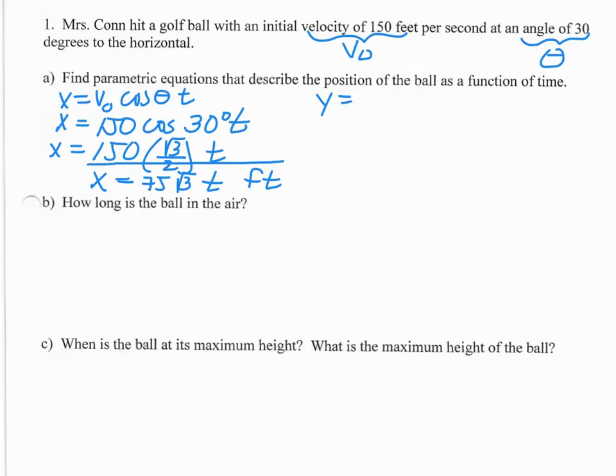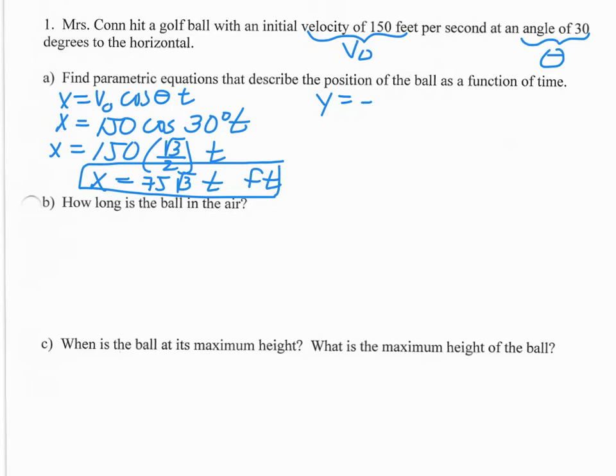Now let me tell you what that means. The x direction is our horizontal, so this 75 root 3 t gives us the horizontal distance in terms of time. So after 1 second, how far has it gone? 2 seconds, 3 seconds, 4 seconds? What is the horizontal distance it's covered? Now if I do the same thing in the y direction, remember, that's the height. So this tells me how high it is after 1 second, 2 seconds, 3 seconds.